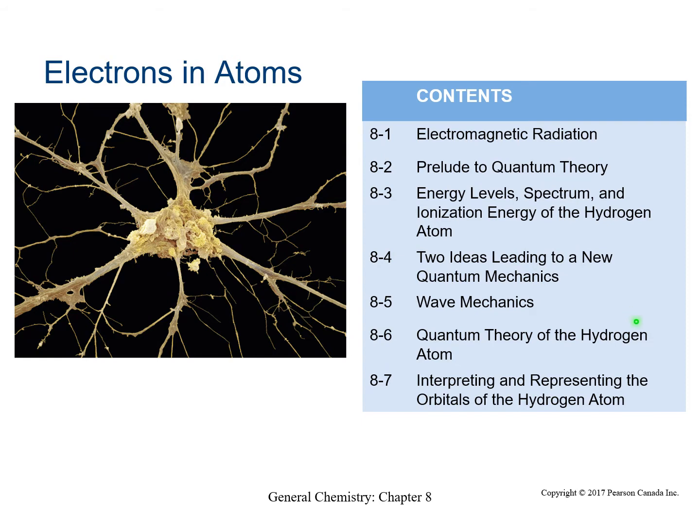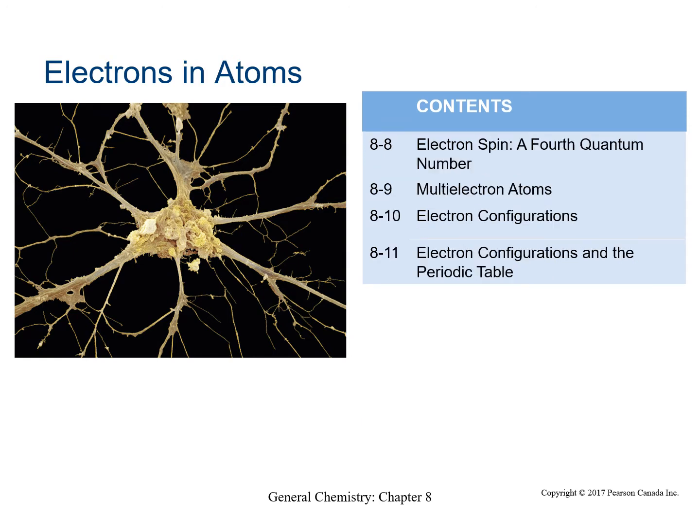We'll talk a little bit about quantum theory of hydrogen and interpreting representation of orbitals of hydrogen through various means. We'll also talk about electron spin, the Pauli exclusion principle, and so on and so forth. And then we'll bring our model of quantum mechanics to multi-electron atoms and electron configurations, and finally how electron configurations fit into the periodic table.